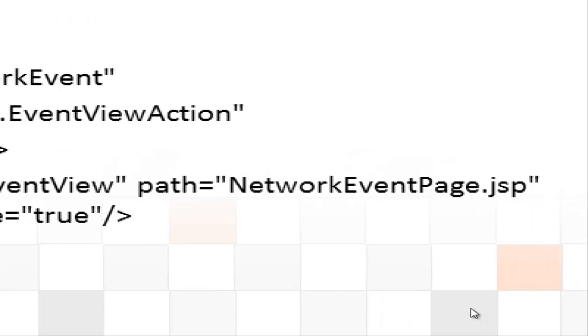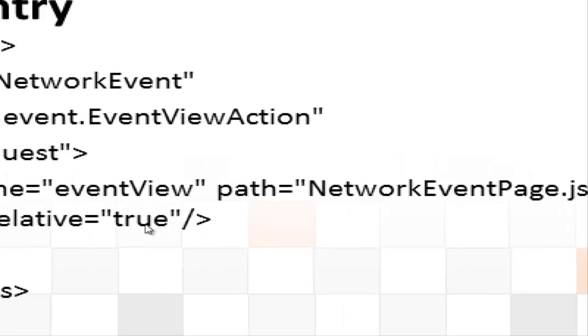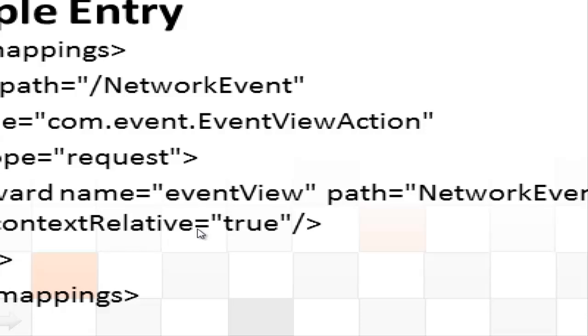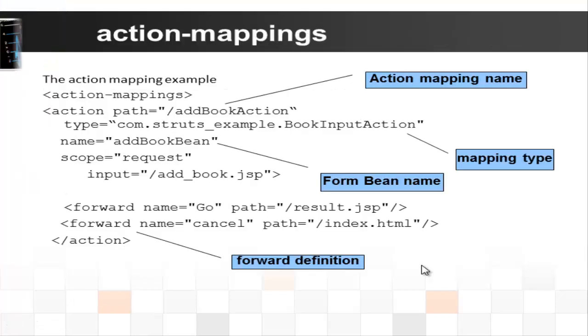That dot execute method, if it returns a value called event view, then you will take it to the network event page.jsp. So when you call this action, this is the name of the action that contains that dot execute method. When that dot execute method is called, if the output is event view, then it has to go to one page. It could be somewhere else. So instead of a page, if you do it to dot do, that means it's going to go for one more action. So that is how it goes.